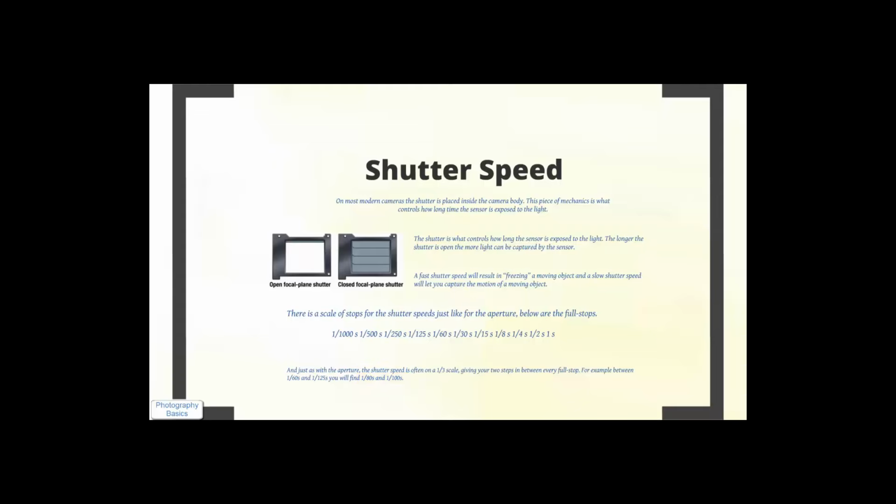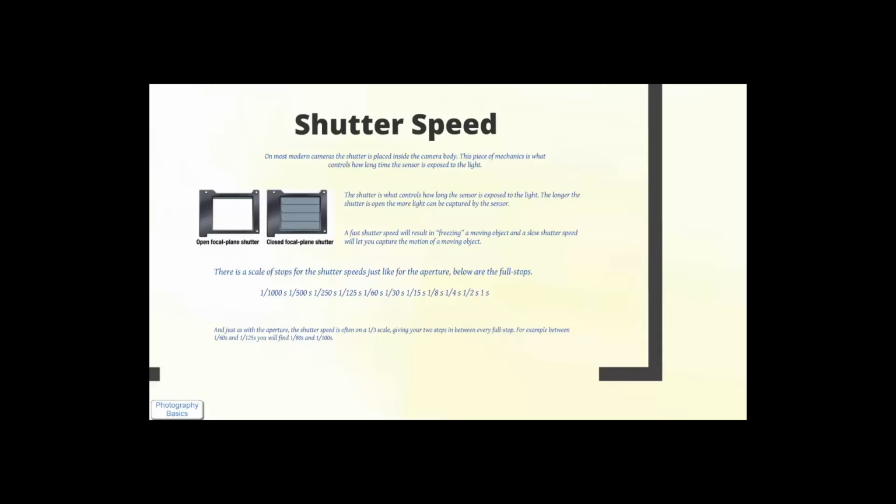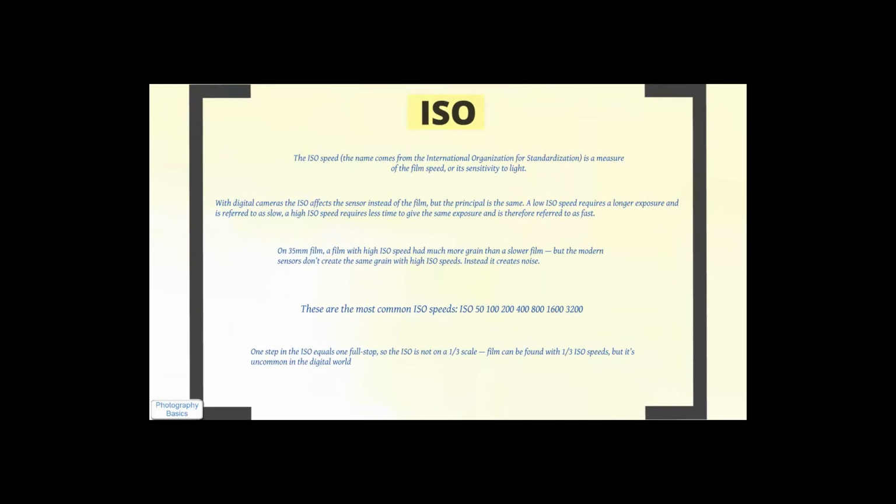The two primary factors that control exposure are shutter speed and aperture. We will cover these things in greater detail in other lessons. Now, let us get into ISO settings.